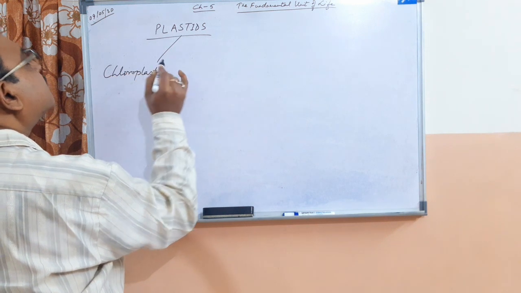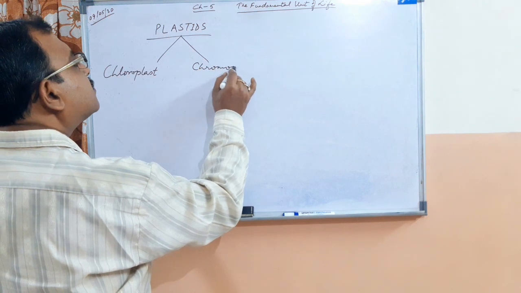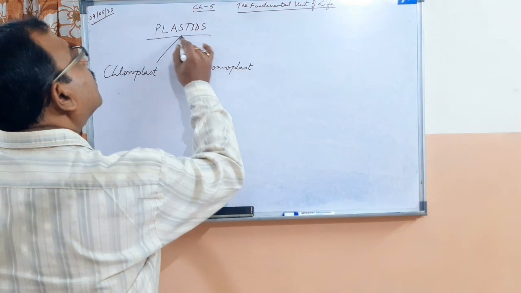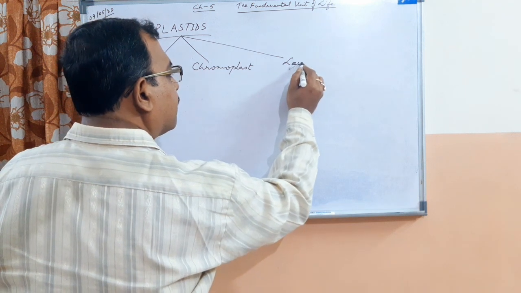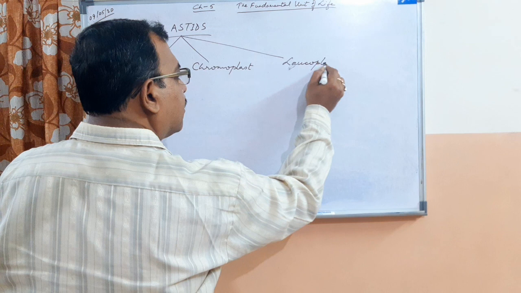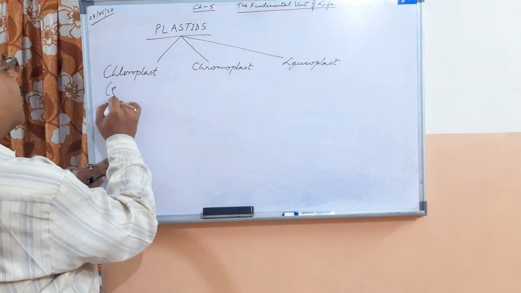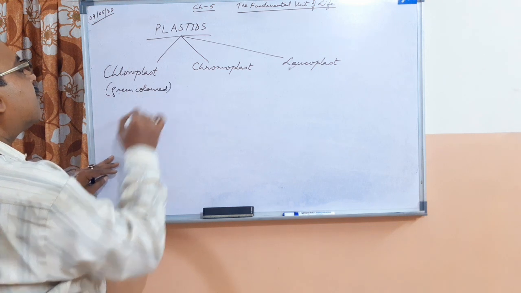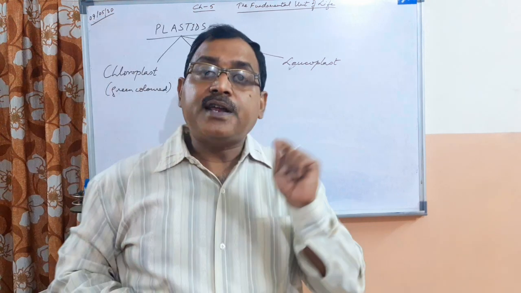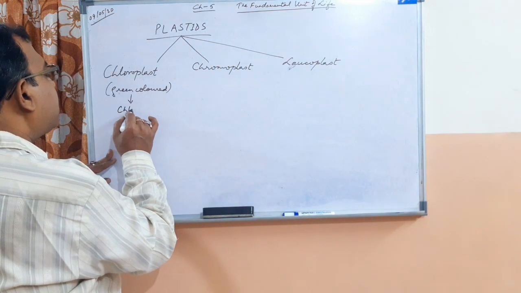Chloroplasts, chromoplast, and leucoplast. Chloroplasts are green colored plastids. This green color is because of chlorophyll pigment.